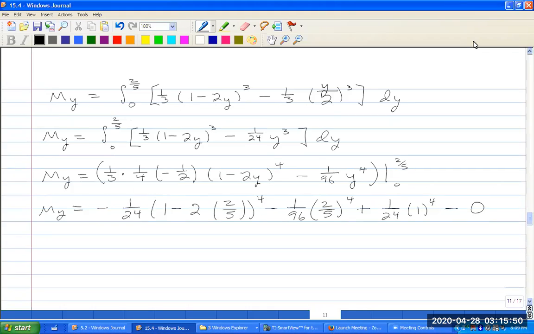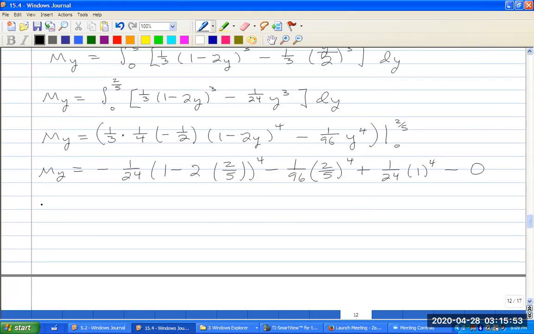So let me simplify this further. I have m sub y is equal to negative 1 over 24. 1 minus 4/5 is 1/5. 1/5 to the 4th is 1 over 625. Minus 2 to the 4th is 16. 96 divided by 16 is 6. Times 5 to the 4th is 1 over 625. Plus, well, 1 over 24 times 1 is 1 over 24.